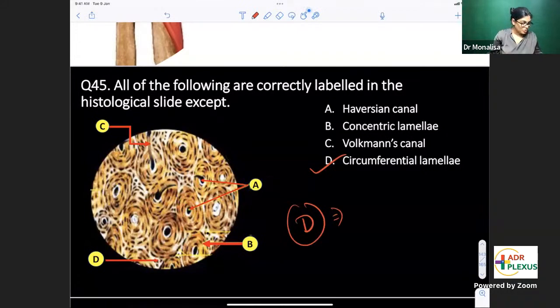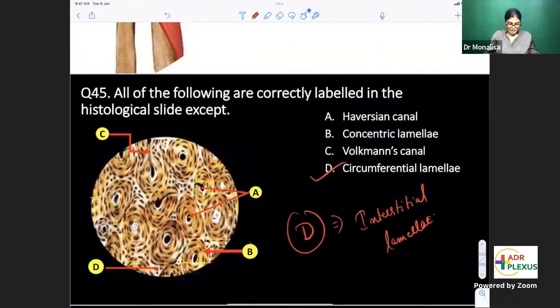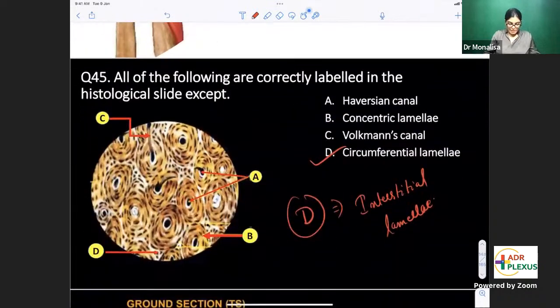Yes, Akshay Rajput, you are right. Can you tell me which lamina is this? Yes, you are right that it is not the circumferential lamina. It is the interstitial lamina. It is interstitial lamellae. Okay, so definitely the other labeling is absolutely correct.